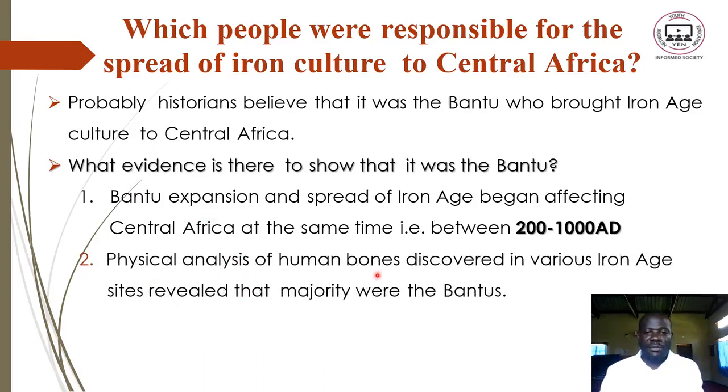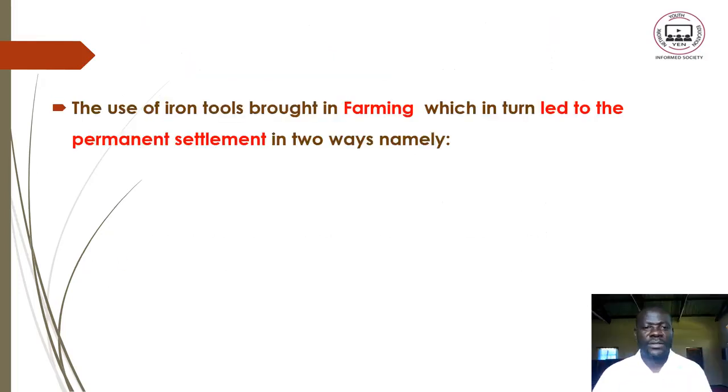Physical analysis of human bones discovered on various Iron Age sites revealed that the majority were the Bantus. So when historians and archaeologists excavate some of the sites and study the bones of people, they find that these are the Bantu. But in those areas, they also find the iron. Therefore, it is a good conclusion to say that for sure these Bantu were the ones who spread iron working culture to Central Africa.